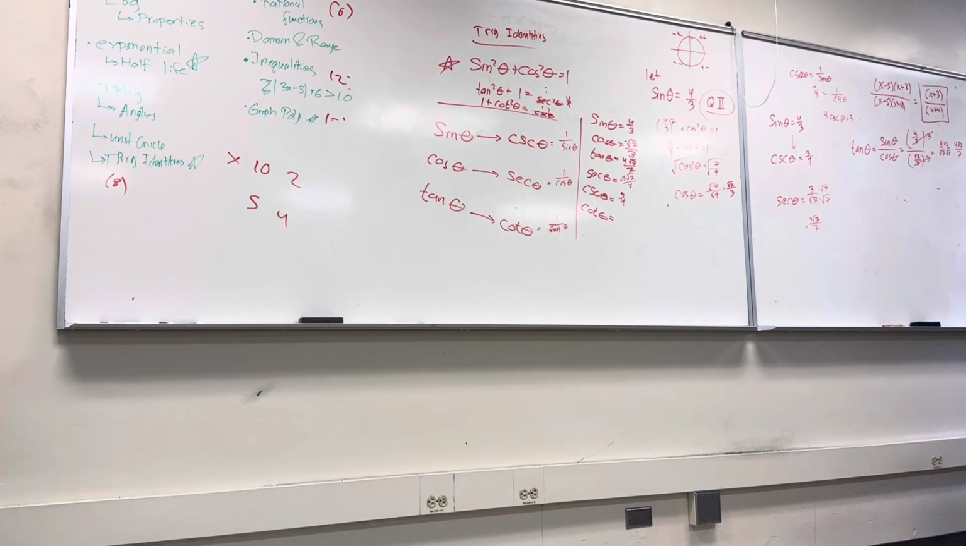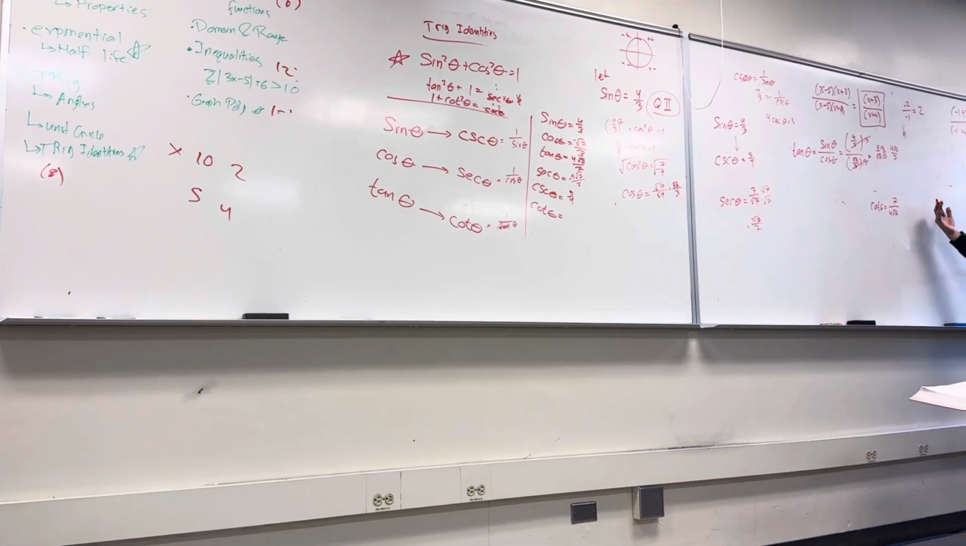Cotangent, did we get it? Any ideas? You just flip it, right? Yeah, just flip it. So for cotangent, we can start off with 7 over 4 root 7, and we can always rationalize this like that.